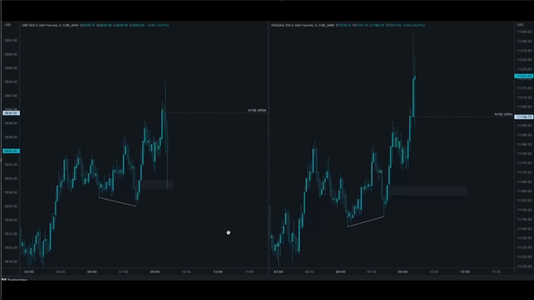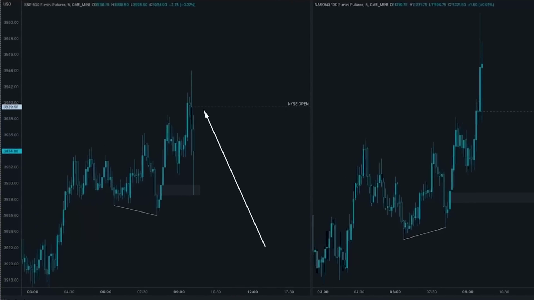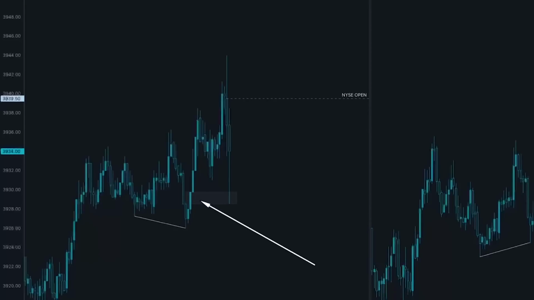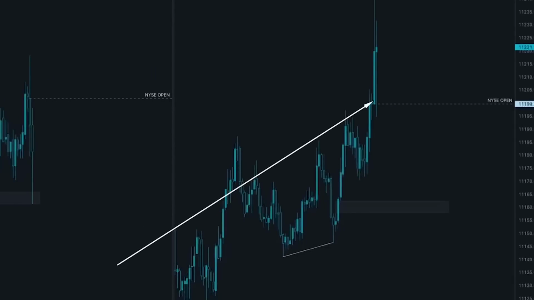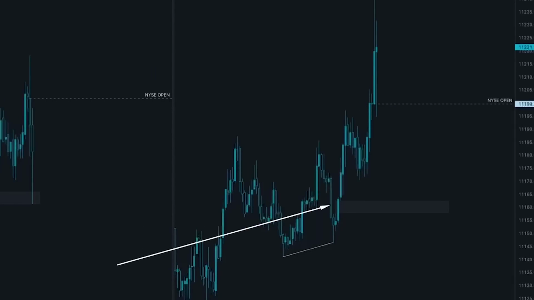Now we can see after the open that S&P shoots down to our discount area, to this fair value gap right here, and shows a nice reaction to it so far. Whereas at the exact same time, NASDAQ is so much stronger than S&P, it doesn't come anywhere near this corresponding fair value gap.